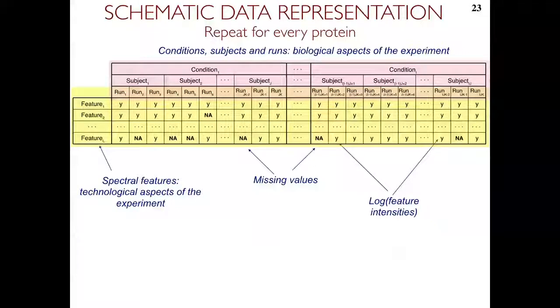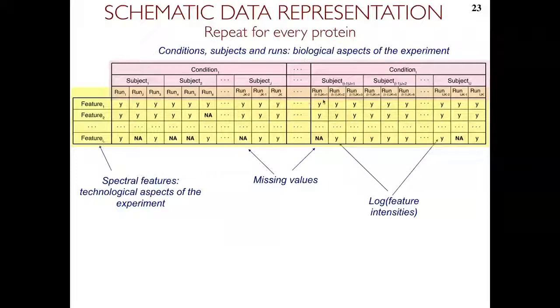So this is the representation of the data for one protein, and this is the abstraction that we use inside MSstats. So for one protein, well, first of all, the columns are the mass spectrometry runs. And the runs may be technical replicates of a biological replicate, right? So multiple runs are grouped by a subject. Some other runs are grouped by another subject, and so on. And the subjects are grouped by condition.